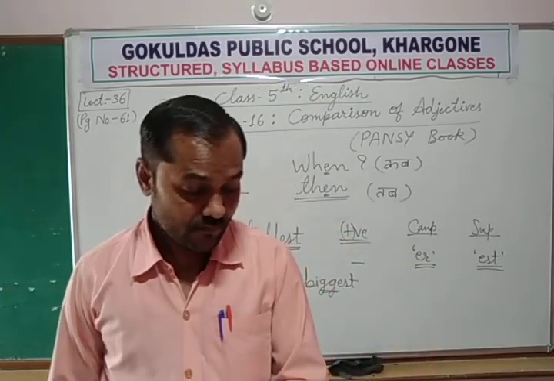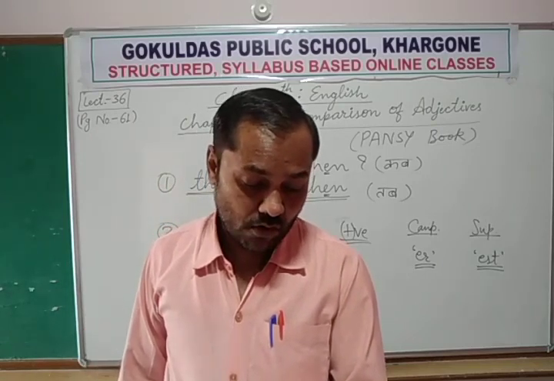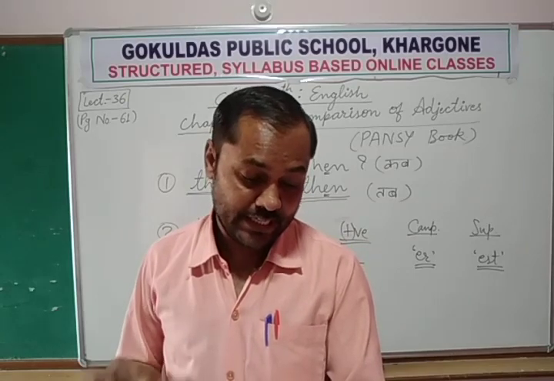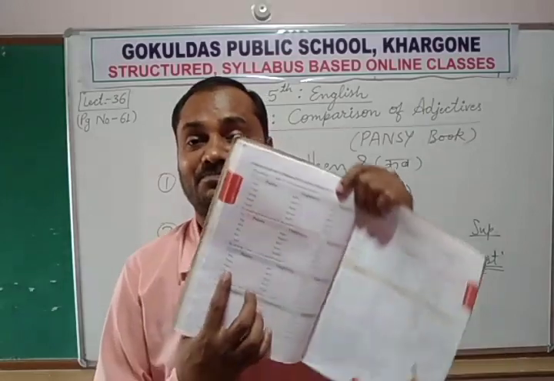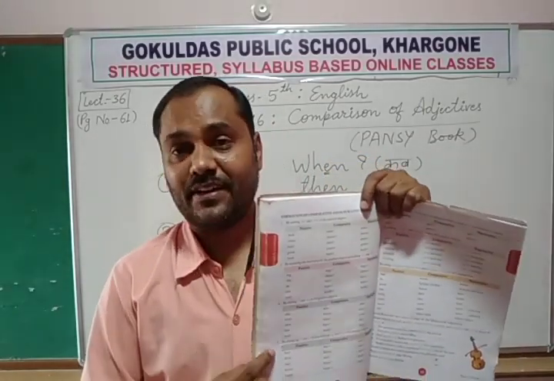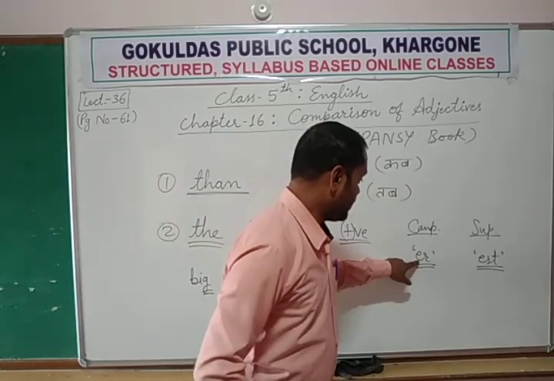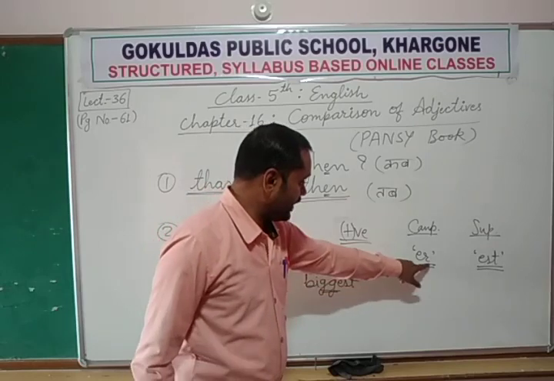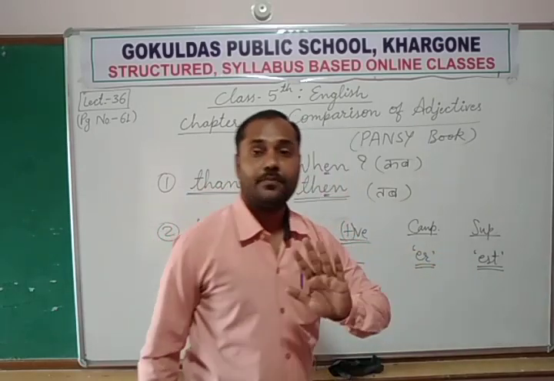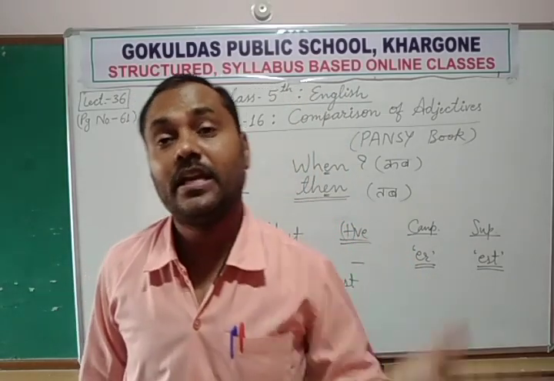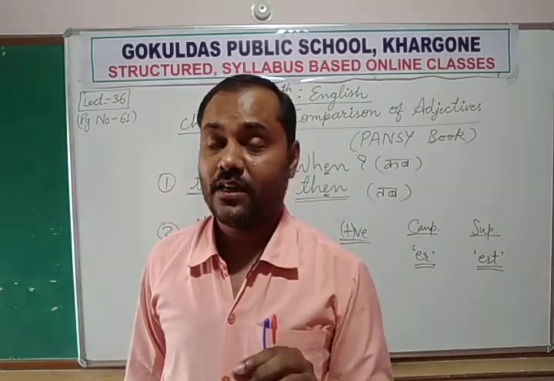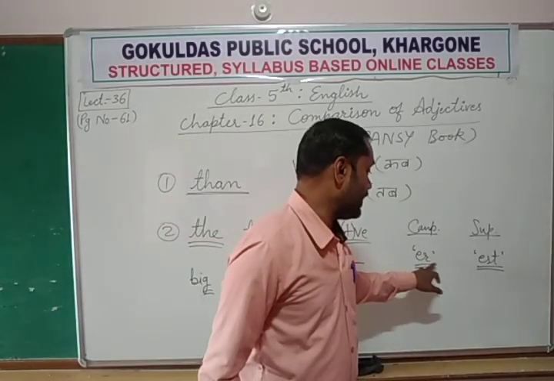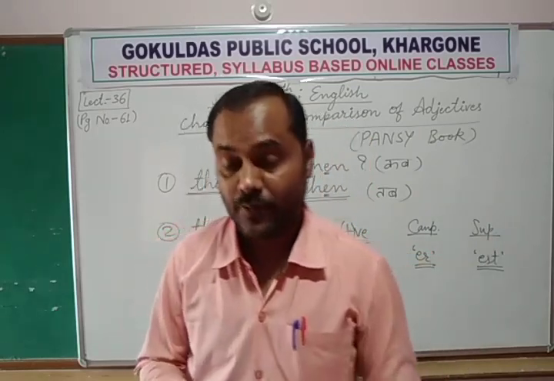Third rule, by adding r or st to the positive degree. Here we don't add e, because e is already given at the end. If you see these 5 examples, e here and e here is already in the positive degree. So that's why we only need to add r or st. We don't repeat e, otherwise it will become double e. We only need to add r and st. So you have to learn these types of spellings.